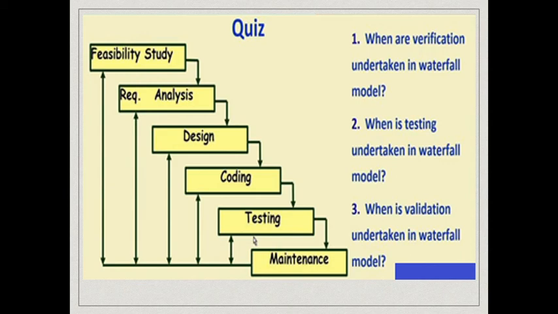Now, let's have a small quiz. Given that this is the iterative waterfall model, when exactly are verification tasks undertaken in this model? In which stages is the verification work undertaken? The verification, in the form of review, inspection, and simulation, is done during requirement analysis, design, and coding. That is the answer. When is testing undertaken in the waterfall model? You can say that unit testing is done during the coding stage, and integration and system testing is done during the testing stage.